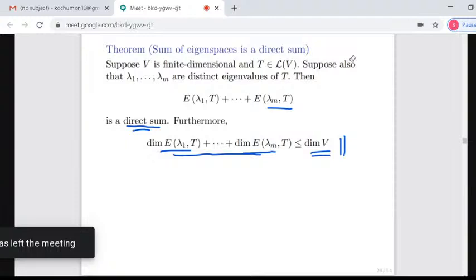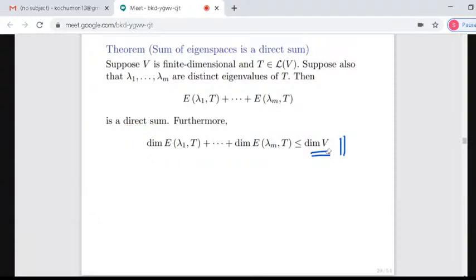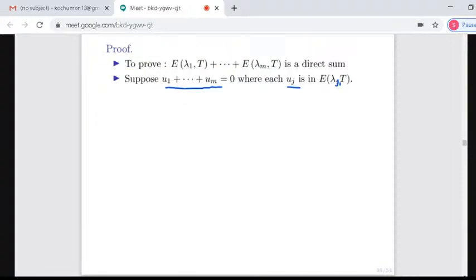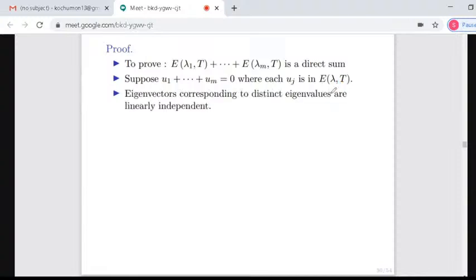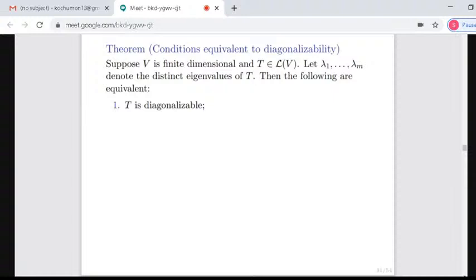Okay, you should keep in your mind that the sum of eigenspaces corresponding to distinct eigenvalues is a direct sum. By using this, we will prove what we want. Conditions for diagonalizability. Suppose λ1, λ2, ..., λm are the distinct eigenvalues. That means I am counting all the distinct eigenvalues of T. Then the following are equivalent.